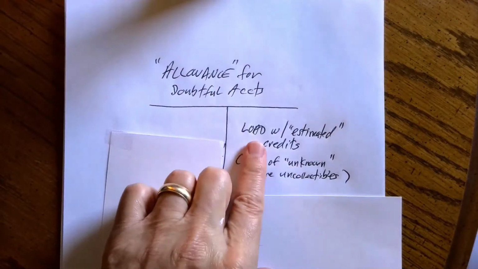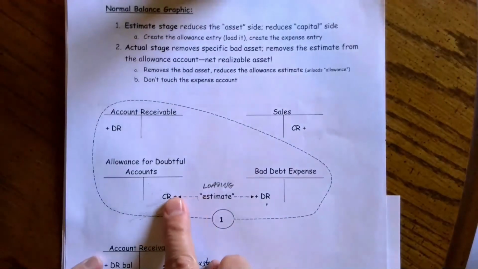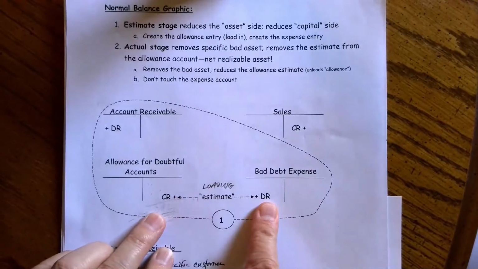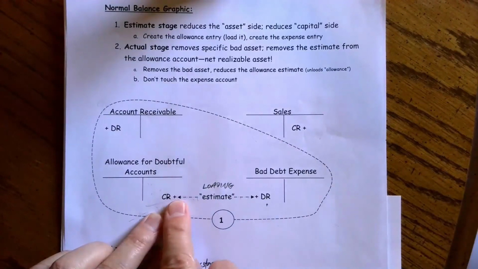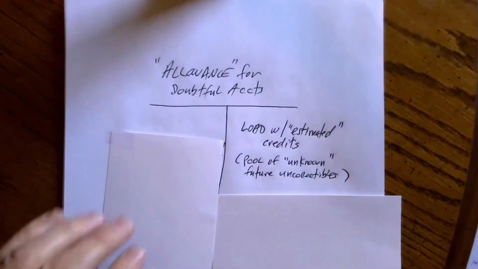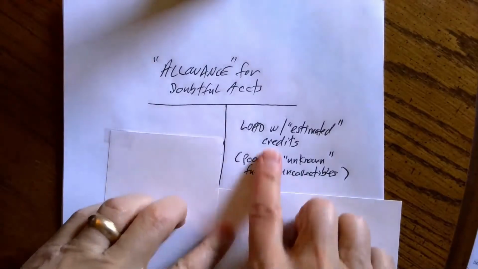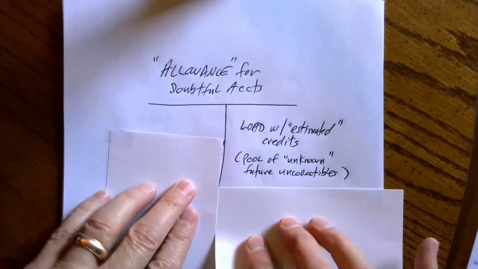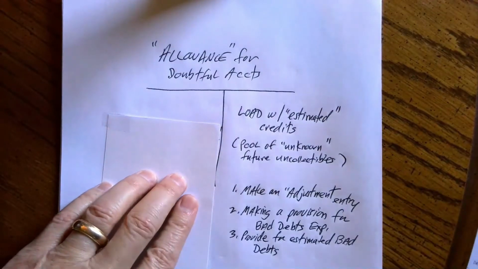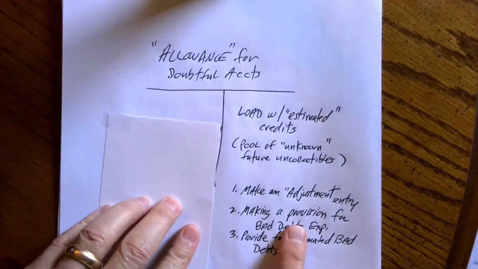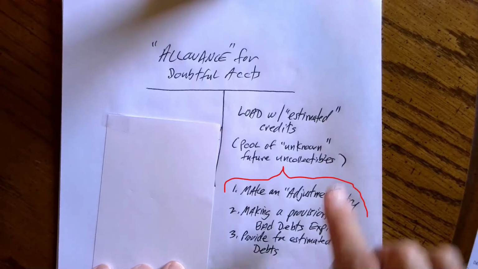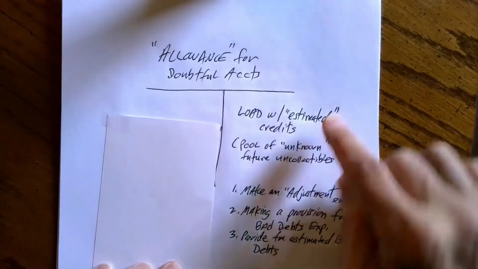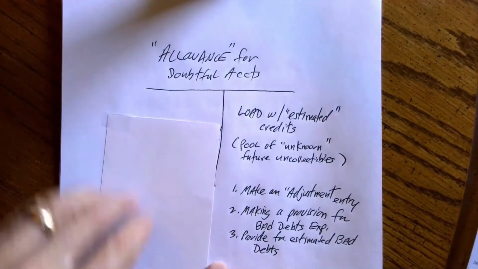As the allowance is loaded up with credits, we are debiting bad debt expense in the income statement to get the matching with credit sales. So we're loading the account with credits. By the way, the chapter will call this loading by various names: making an adjustment entry, making a provision for bad debt expense, or providing for estimated bad debts, various descriptions of how this account is populated with credits. How do we unload this account?